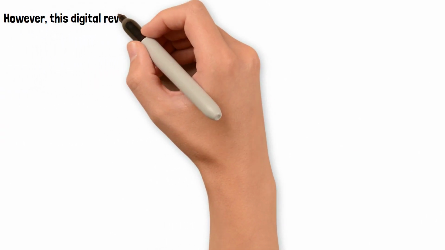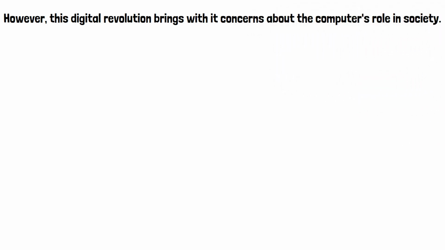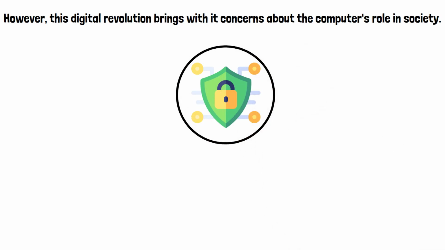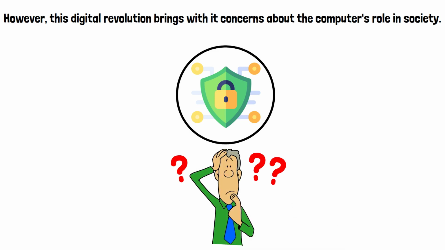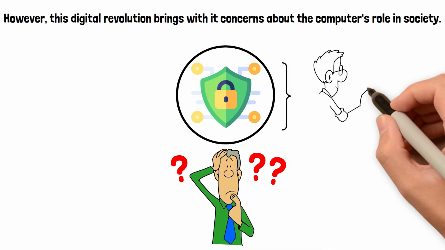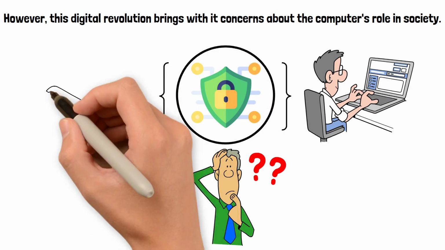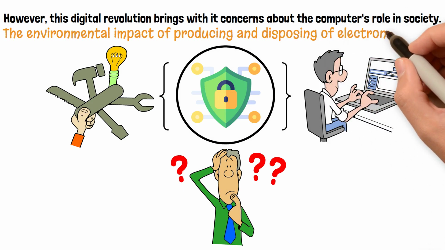However, this digital revolution brings with it concerns about the computer's role in society. Issues such as privacy, cybersecurity, and the digital divide raise questions about the equitable distribution of technology's benefits. There are also concerns about how screen time affects our cognitive abilities and social skills, as well as the environmental impact of producing and disposing of electronic devices.